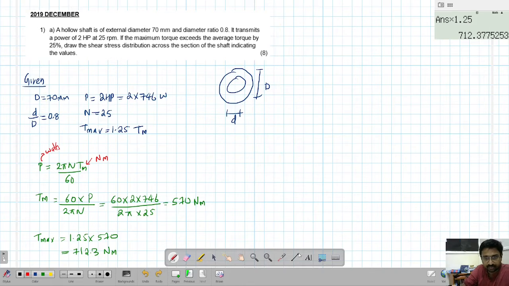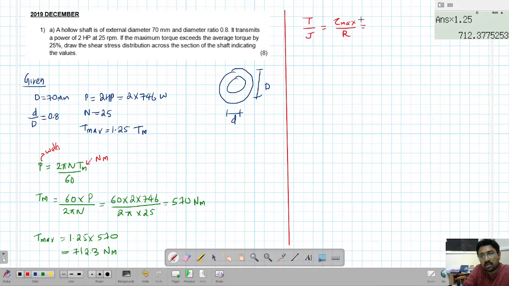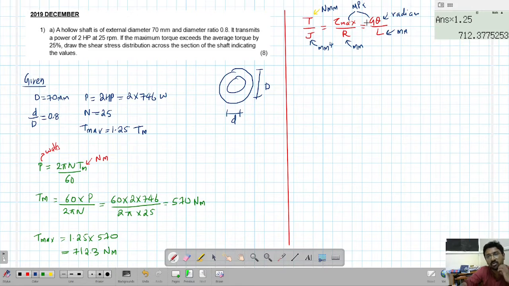I'll draw a proper line here. The second formula that you have to remember in torsion is the torsion equation: T by J equals tau max upon R equals G theta upon L. We will not be using the whole formula, but always remember, in this equation, the value of T should be in Newton millimeter, J in millimeter raised to 4, shear stress and G in MPa, R in millimeter, theta in radians, and L in millimeter.